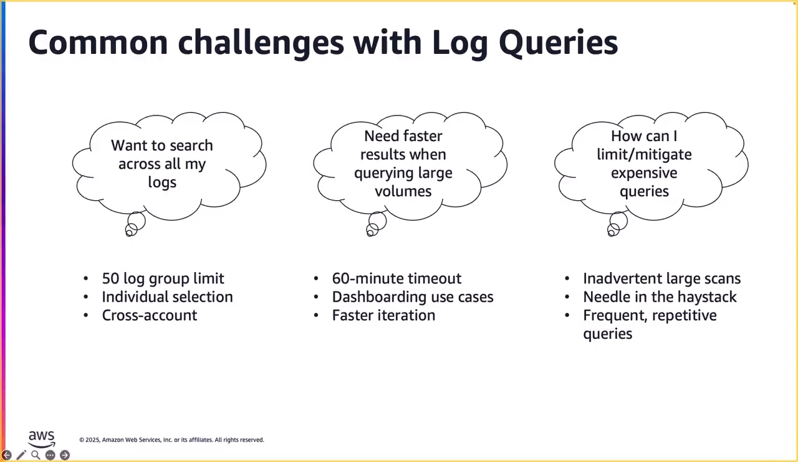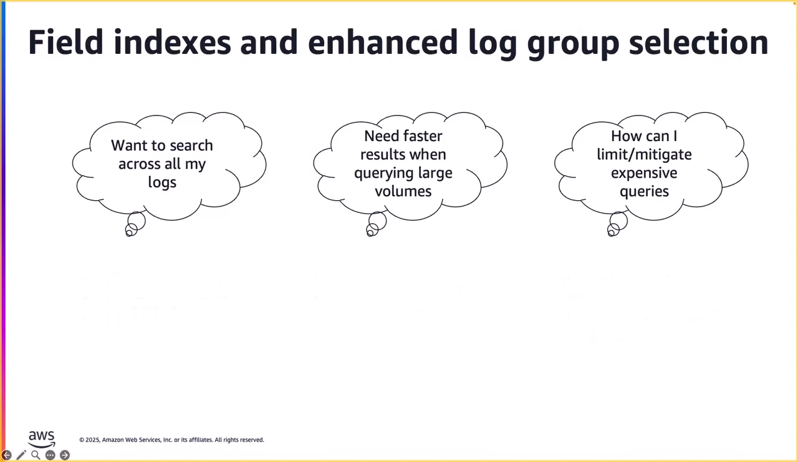When you need faster results when querying large data sets, we have a 60-minute timeout, and you want to reduce your querying costs with inadvertent large scans, and you have a needle in the haystack where you're trying to figure out something, or you have frequent and repetitive queries. Like, how do you mitigate or limit your expensive queries?